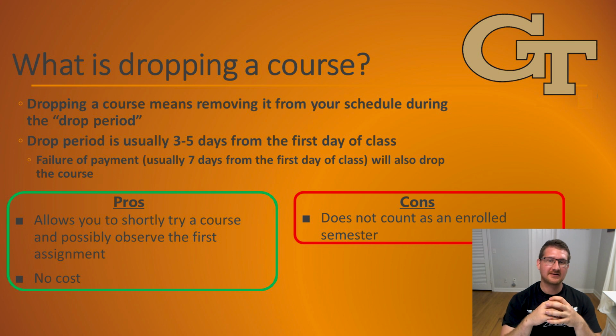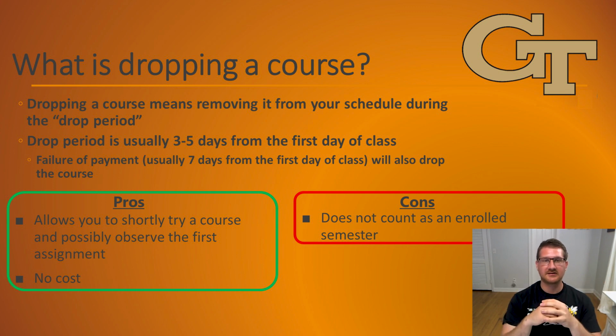Additionally, just a little side note, a failure of payment, meaning you don't pay your bill before the payment due date, usually about 7 days after the first day of class, will also count as dropping the course. So if you go past the drop period but you haven't paid your bill and you decide you want to drop the course, just don't pay your bill and your course will get dropped with the same repercussions of dropping a course.